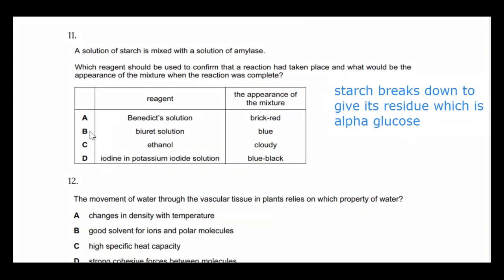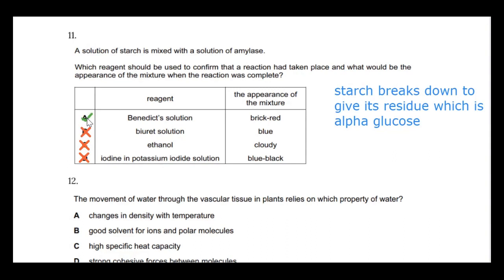Here we can cancel out option B and option C because Biuret solution is used to test for proteins, ethanol is used to test for lipids, but starch is not a protein or lipid, it is a polysaccharide, so that's not done. So iodine and potassium iodide solution is used to test for starch itself. So if iodine and potassium iodide solution gives a positive color and the appearance of the mixture is blue black, then it confirms that the reaction has not taken place because the starch has not broken down. So that is also not our option, and so our correct option is A, Benedict solution and brick red.